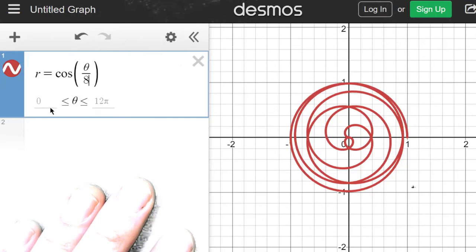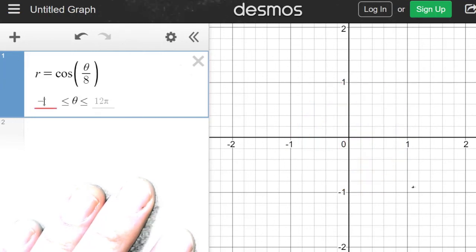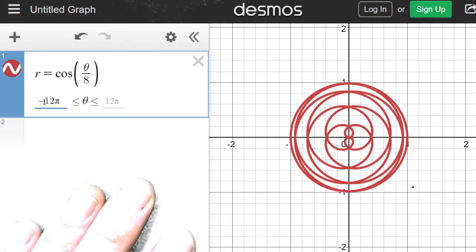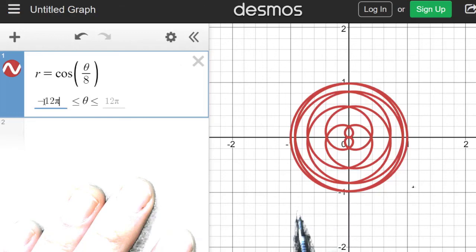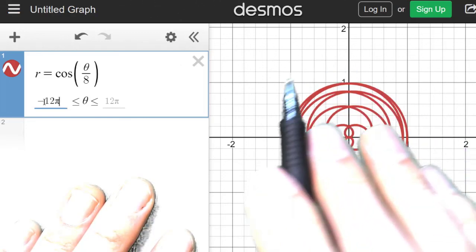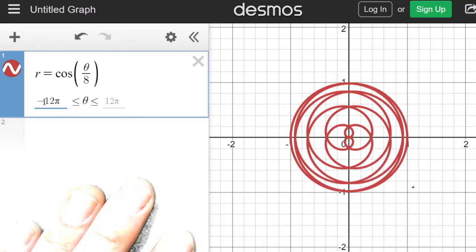Now I'm only plotting from 0 to 12 pi. If I go from minus 12 pi to 12 pi, you can see it fills in some of those gaps we saw before. But you can see that generally when we deal with things that have this circular nature to them, polar coordinates might be a better way to go about describing what they look like.